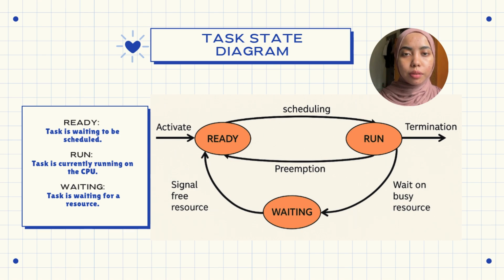So let's start by understanding how tasks move through different states during execution. A task begins in the ready state, prepared but waiting to be scheduled by the CPU. Once scheduled, it moves to the run state where it actually executes. If the task needs a resource that is currently unavailable, it enters the waiting state. When the resource becomes available, it goes back to ready, waiting for its next chance to run. This cycle continues until the task finally terminates after completion.